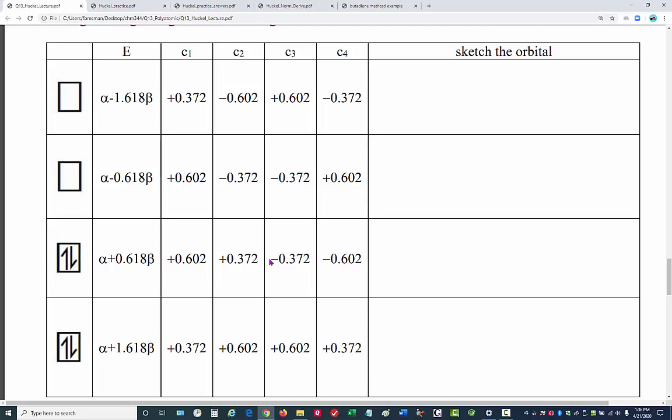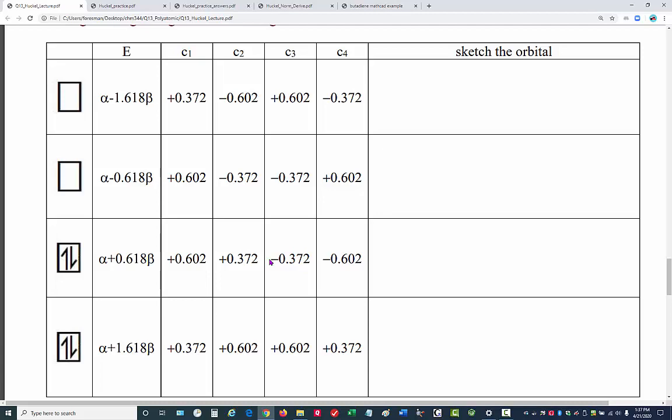The third orbital has large on the outside, small on the inside, and they're going to be flipped between C1 and C2. They'll stay the same between C2 and C3, and then flipped again between C3 and C4. Finally, the highest orbital has the larger ones in the middle, and they alternate in sign, so all the orbitals will be flipped.